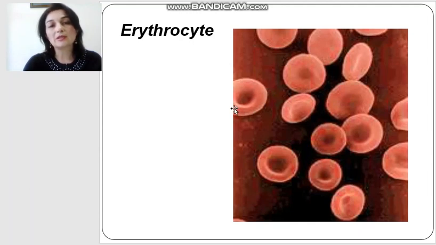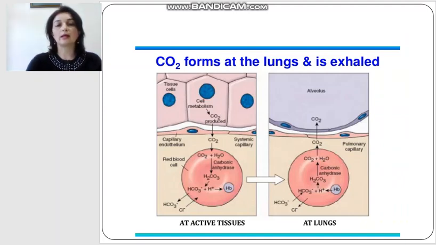Their diameter is approximately 6 to 7 micrometers, and when they mature and develop inside the bone marrow, they lose the nuclei and organelles. Upon entering the blood circulation, they do not have these cellular components, but they include some enzymes, especially carbonic anhydrase, and this carbonic anhydrase will catalyze the formation. Let's look here, that is in tissues, at active tissues, and in the alveoli of the lungs.